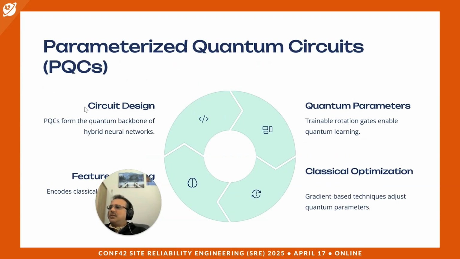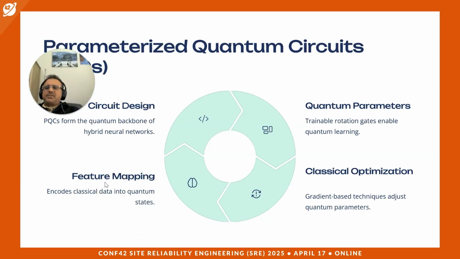Now enter the parameterized quantum circuits, with their quantum algorithms that incorporate tunable parameters within quantum gates, enabling optimization of tasks. As you can see in this graphic, in the presentation, there is a feature mapping part below, which basically maps the classical features to the quantum states.